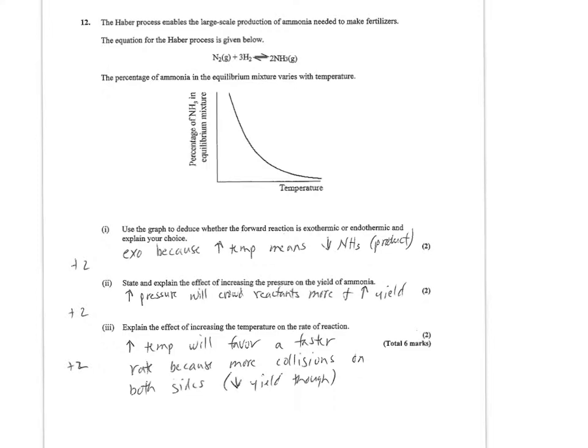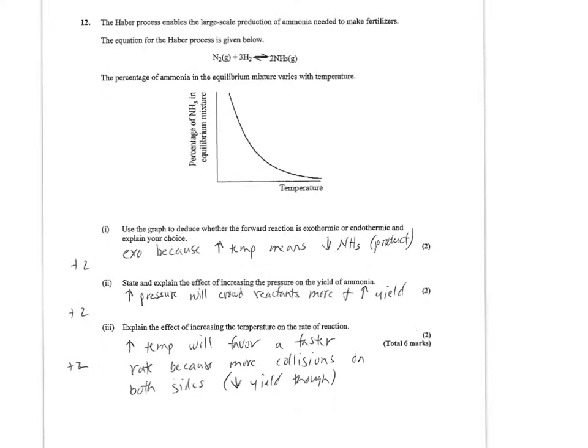Part 2, state and explain the effect of increase in the pressure on the yield of ammonia. Well, since the product side only has 2 moles, but the reactant side has 4 moles of gas, an increase in pressure will definitely favor the yield. It definitely favors the product.